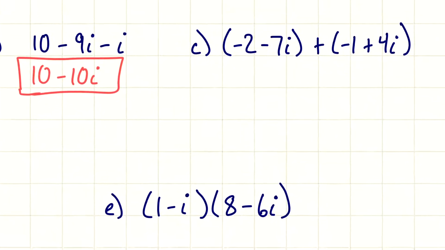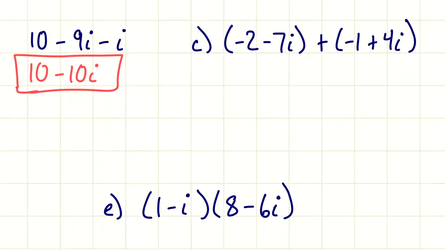All right, same thing here on C. We're just trying to combine like terms. We have a complex number plus another complex number. We're just adding 2 complex numbers together. Just like any other numbers, we're just adding them together.